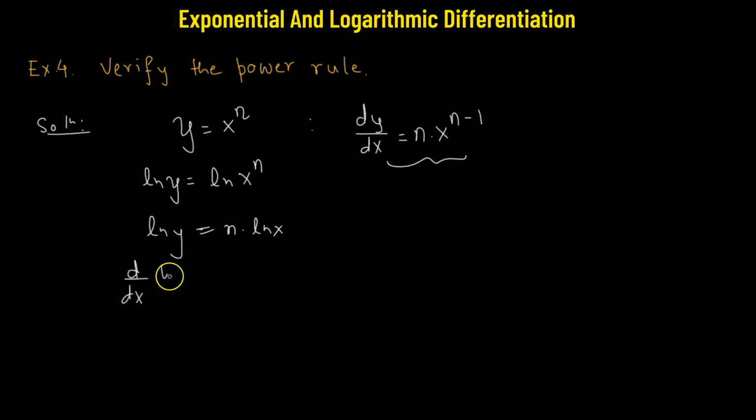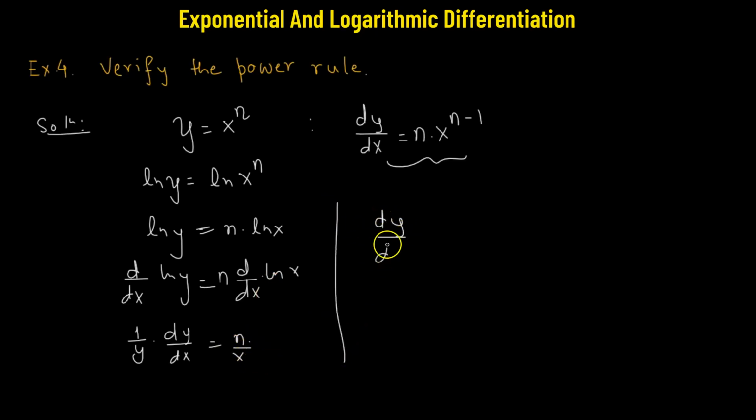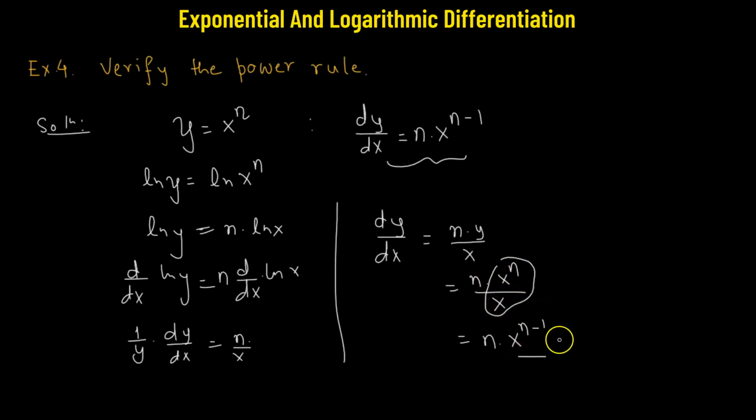Let's take the derivative with respect to x on both sides. Here n is a constant, so it will be pulled out of the derivative of natural log of x. The derivative of log of y is 1 over y times dy over dx, which equals n times the derivative of log of x, which is 1 over x. This gives us dy over dx equals n times y divided by x. So we will replace the value of y with x raised to the power of n, divided by x, and this is simply n times x raised to the power of n minus 1. We've used the laws of exponents to combine the two x's in the numerator and denominator to get x raised to the power of n minus 1. And this proves the power rule in differentiation.